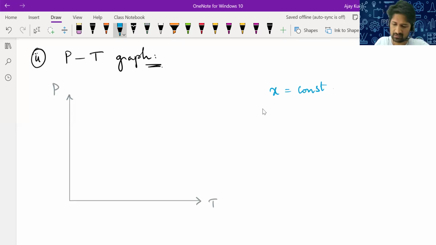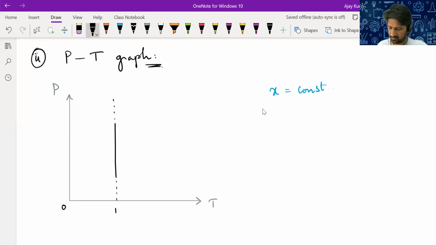If the x coordinate is constant for a graph, then the graph goes like this. Pressure can vary, means the y coordinate can vary, but temperature does not vary. That's all. This is how the graph looks. It will be a straight line parallel to the pressure axis.